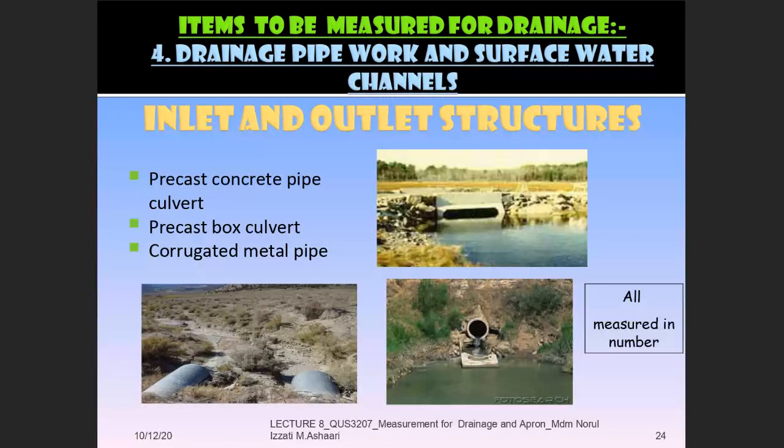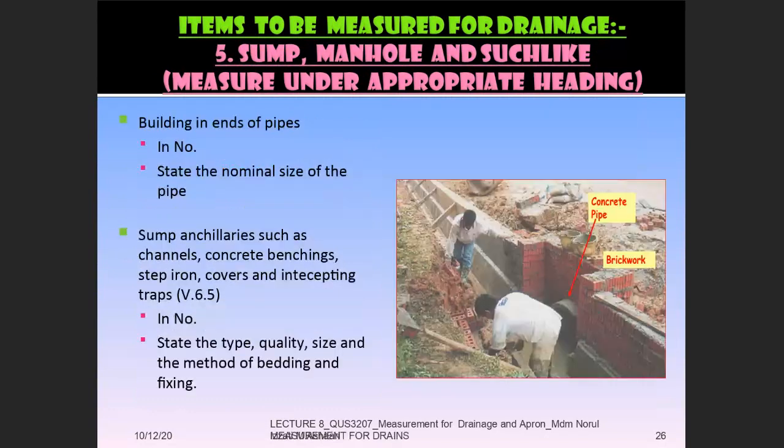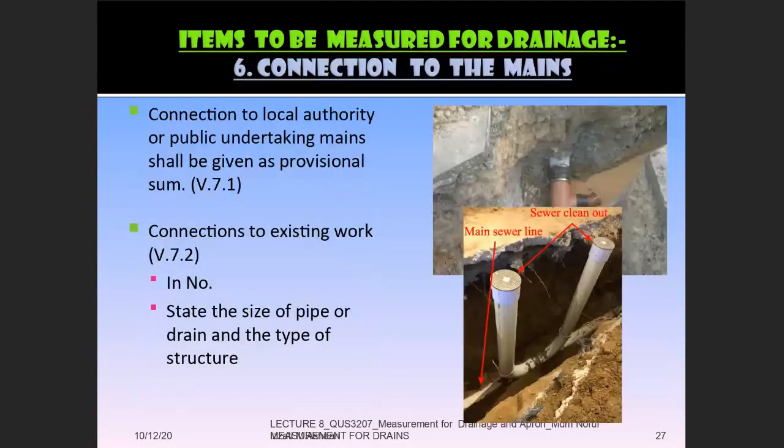This is another example, for the precast concrete pipe that comes one by one. So you have to measure the inlet and outlet structure for this part in number. But this one you will learn more in measurement 3. This is normally not available in the building area. Okay, so this part I will do later, some manholes and such like. Sorry, I would like to go to the connection to the main first.